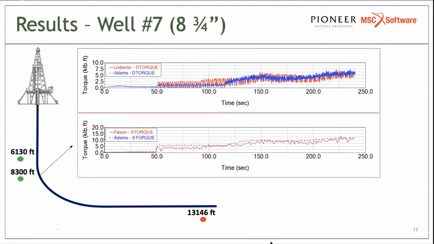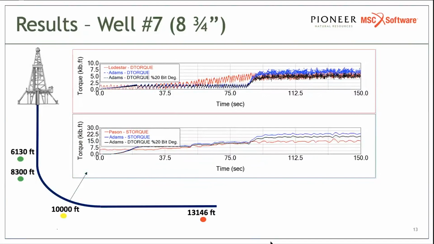Here are the first model results. On the top graph, I'm showing you the comparison of downhole torque measurements in the Lodestar downhole measurement sub and Adams simulation results. On the bottom graph, I'm showing you the Payzon results of surface torque compared with Adams surface torque results. Blue lines on these graphs are showing the Adams estimated results, where the red ones are the real measurements. You can see in the beginning we have a very good calibration in our model, and at 8,300 feet, our data in downhole torque and surface torque are matching very well.